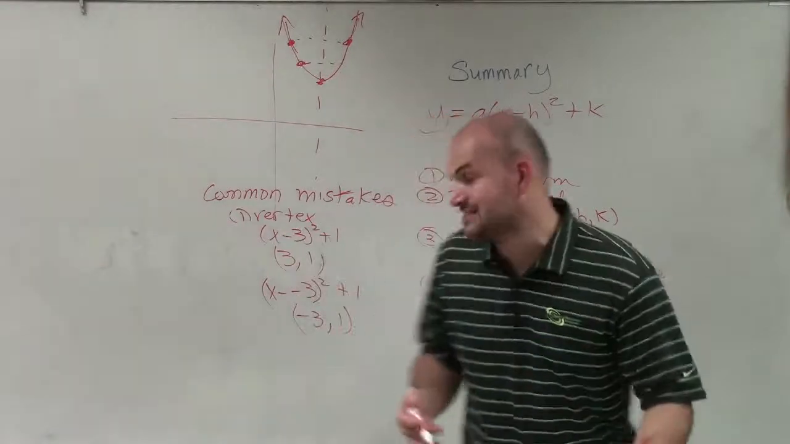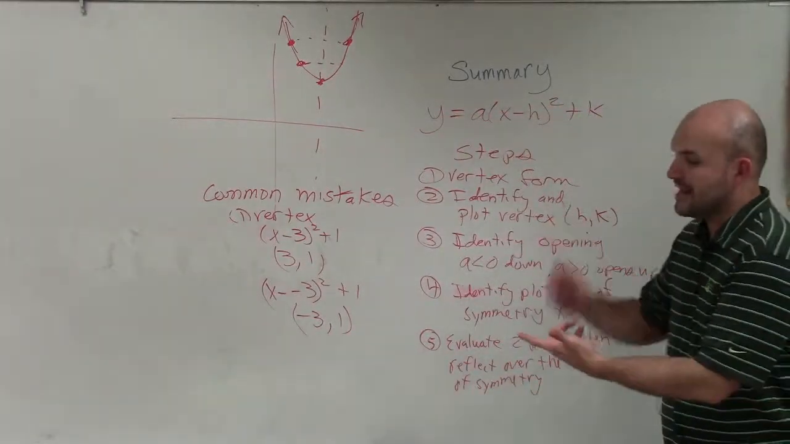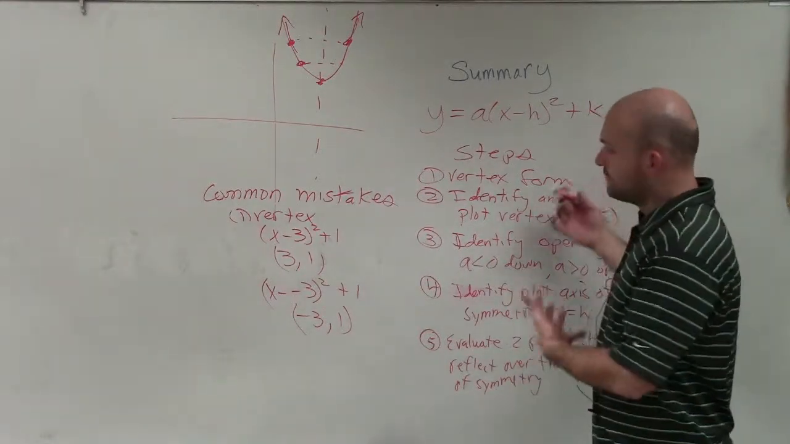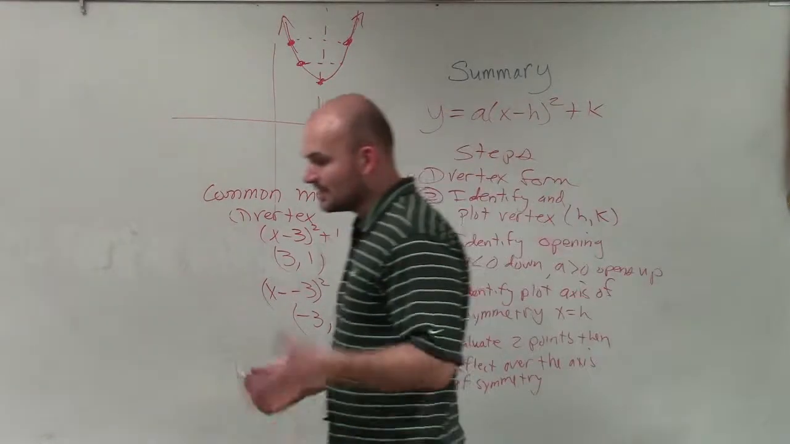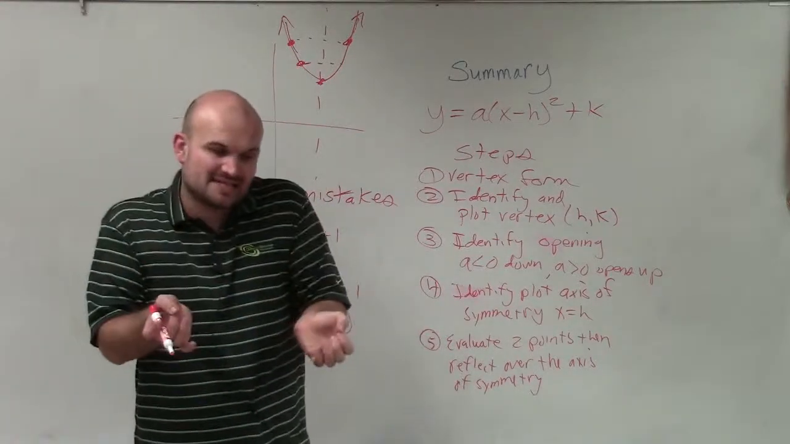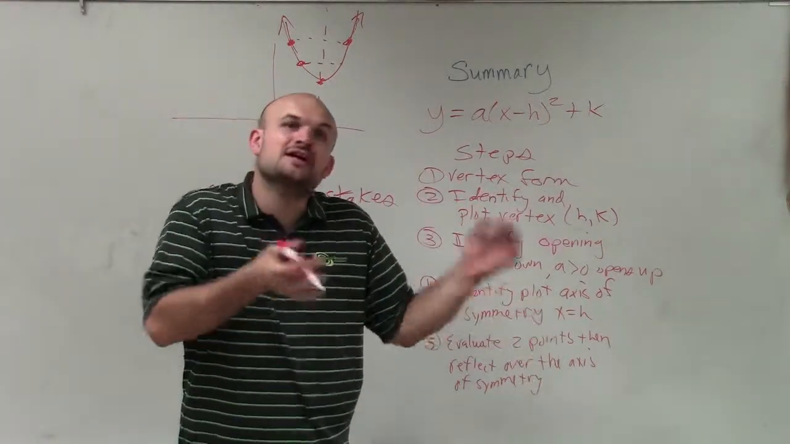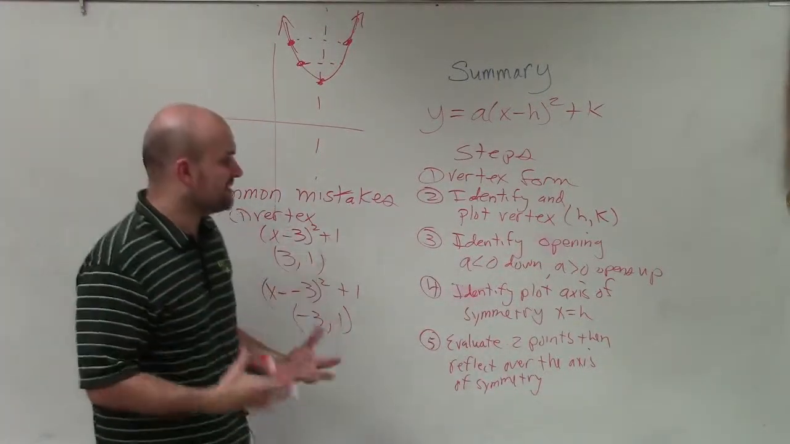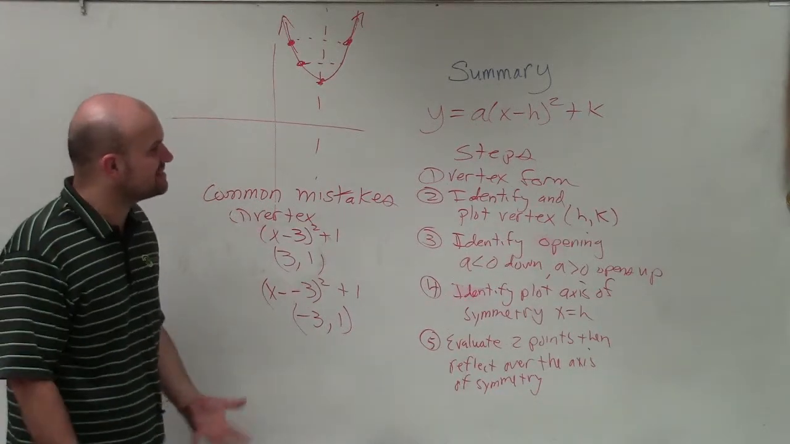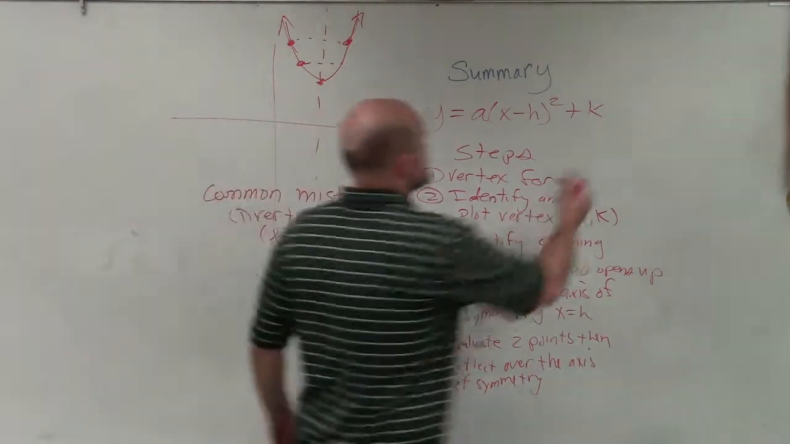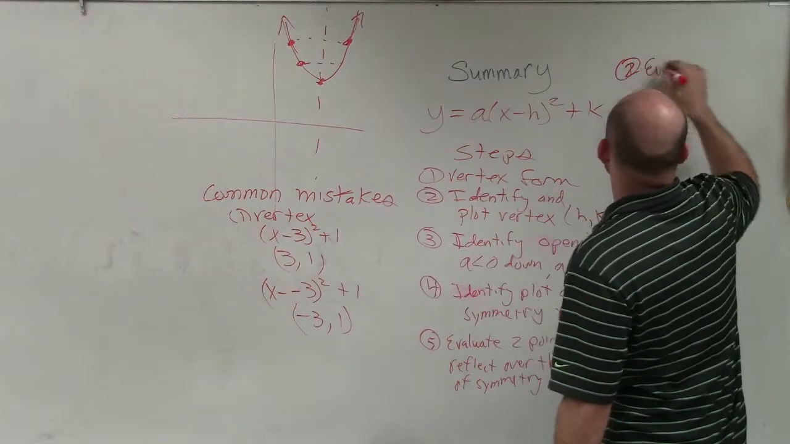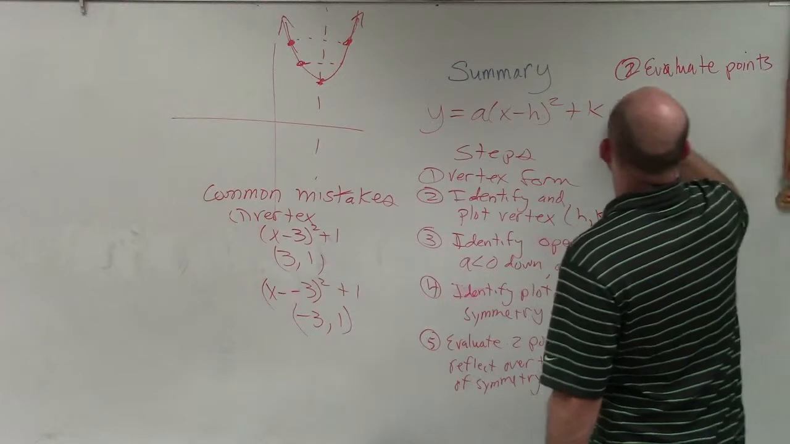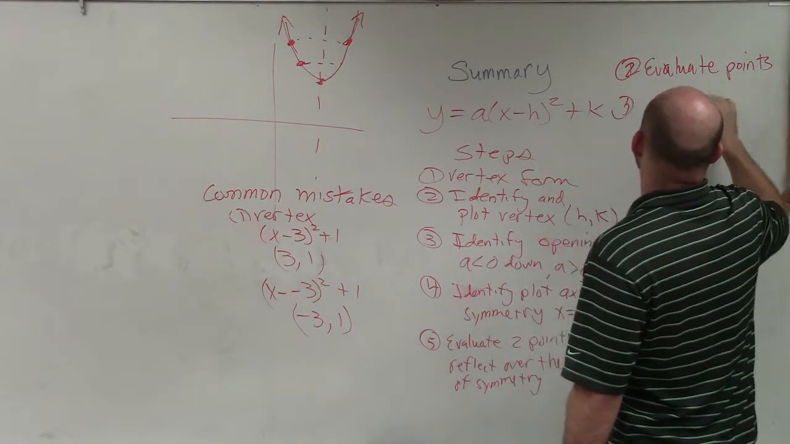The other two mistakes that I saw were not knowing how to plot points, or not knowing how to evaluate to find the points. Remember, when you create a table and choose those x values, you take the x value and plug it into the equation to find the y value. That is a very, very important concept that you need to make sure you understand. So those are your common mistakes: knowing the vertex, knowing how to evaluate points, as well as plotting the points correctly once you get them.